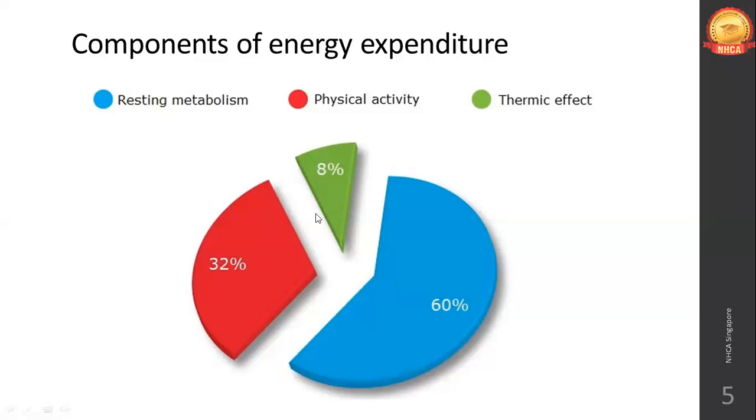And the next 8% is the thermic effect of food. Every food has a specific thermic effect. Some foods bring more heat energy into the body, and because of which energy expenditure increases. Some foods have a cooling effect, so they will reduce your energy expenditure. Okay, we will discuss the thermic effect of food in a bit. So is the pie chart clear to all?